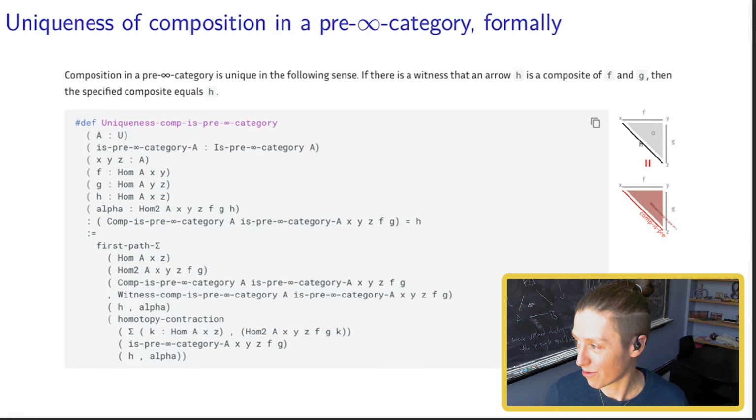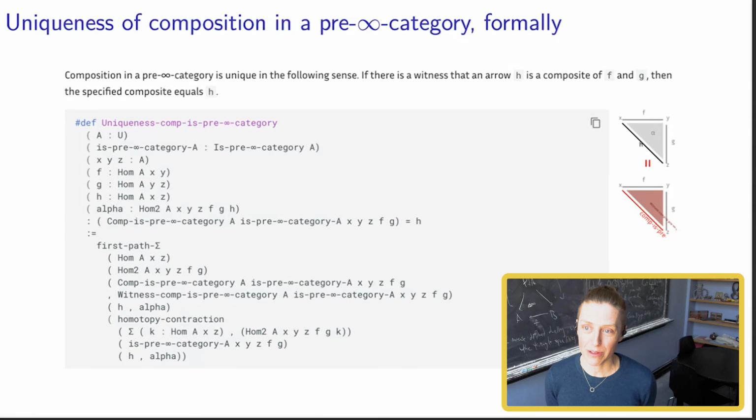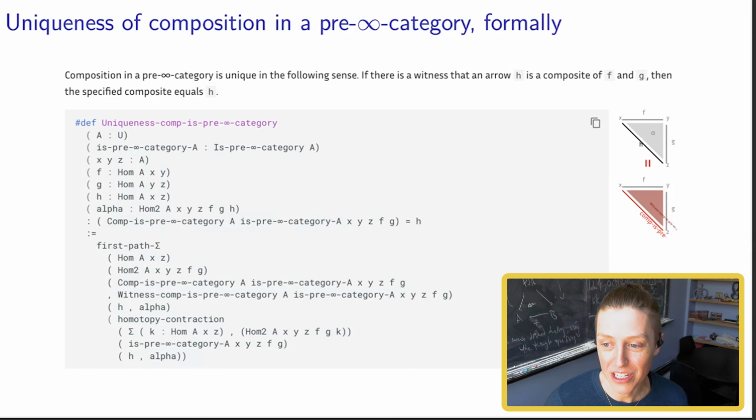So in other words, if H could be regarded as a different composite via a different 2 simplex, there's a little picture you can see off to the right. If there's another triangle filled in by a 2 simplex with boundary F, G, and H, so H is a composite, then H is equal to the composite that was specified by the composition function. So I'm producing a term in an identity type saying the composite is equal to H. The proof is a little bit hard to read if you don't know how these things are defined, but this is the proof in full.